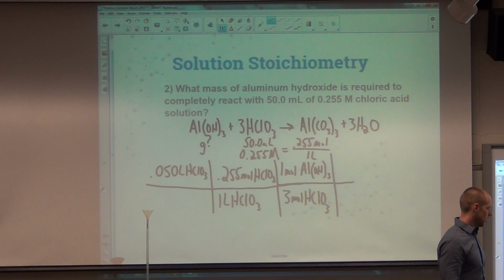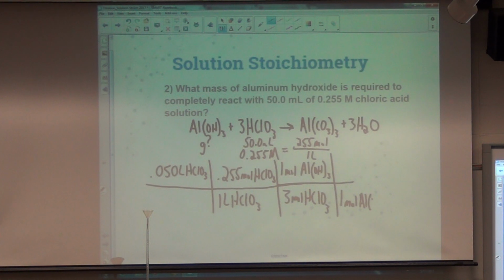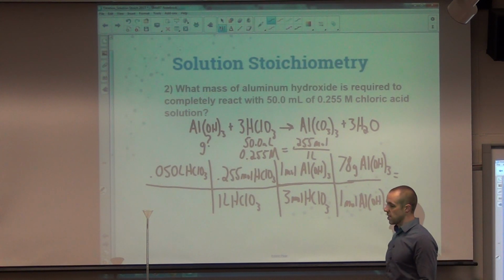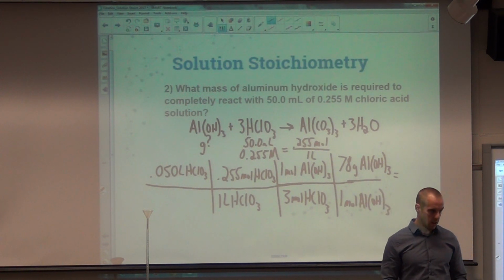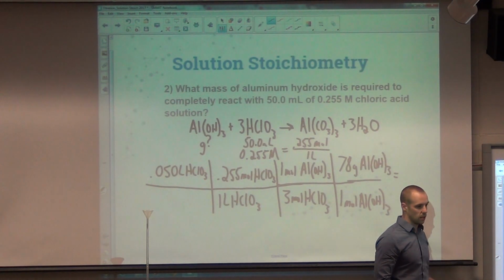Lastly here, we're going to write 1 mole on bottom. And then how many grams are in that 1 mole? So for this guy, the molar mass of aluminum hydroxide is about 78 grams. Okay, so we take 0.050 times 0.255 times that 78 and divide by 3 to get a number of grams for aluminum hydroxide.